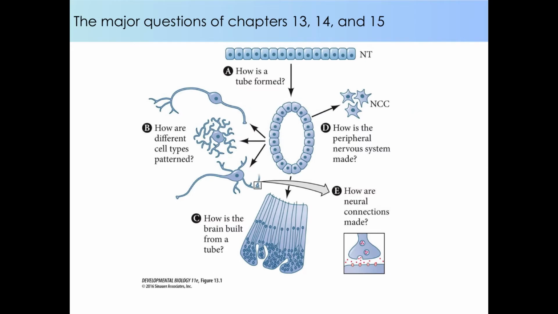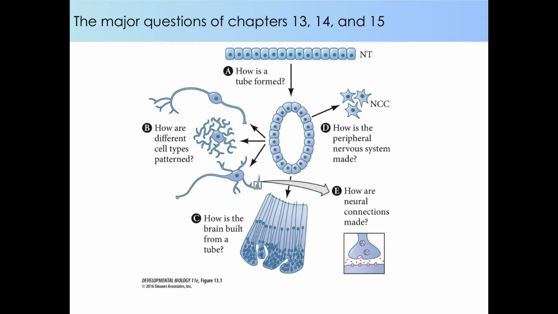3 of the 4 chapters we'll be covering in this unit relate to the development of the nervous system. In this lecture, we'll learn about how the neural tube forms from a sheet of epithelium, and we'll also look at the patterning of the neural tube, or how cells are specified in the neural tube along the different axes.